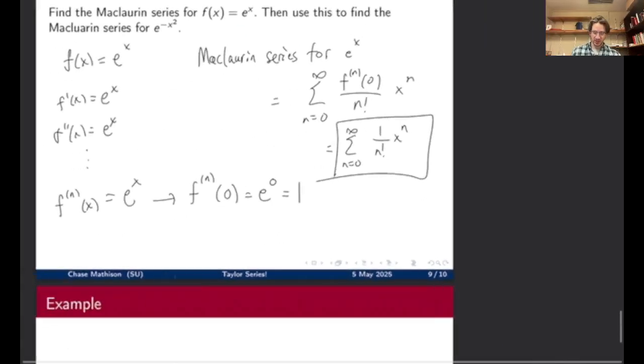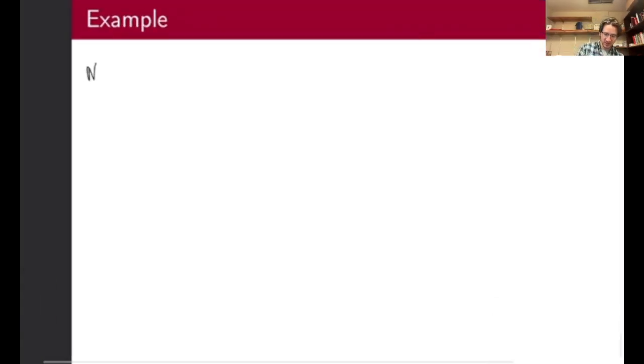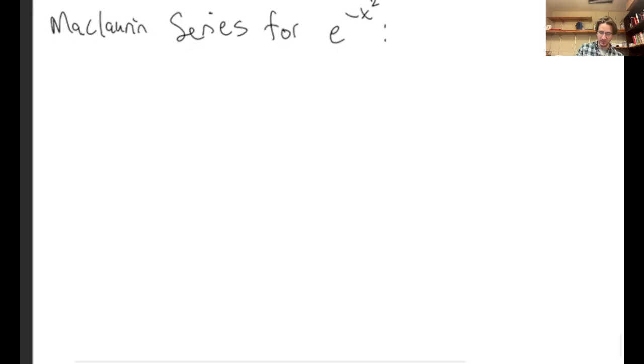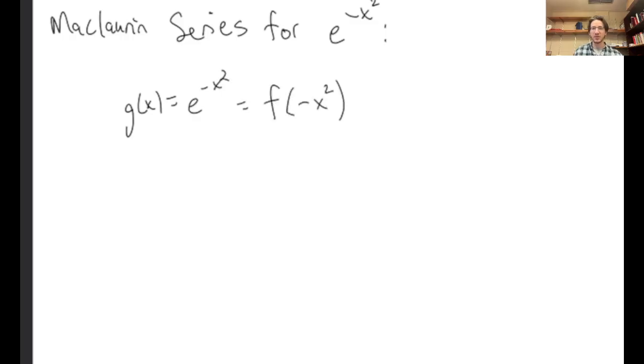All right, so how do I use this to find the Maclaurin series for e to the minus x squared? Well, this is g of x equals e to the minus x squared. That is f of minus x squared, right? And again, remember, everything you learned about power series transfers over to Taylor series and Maclaurin series.